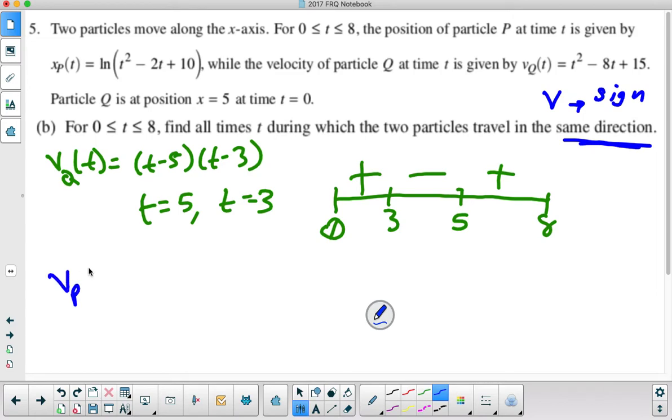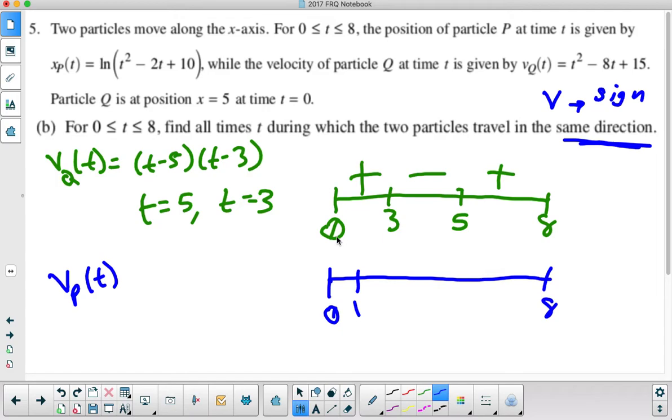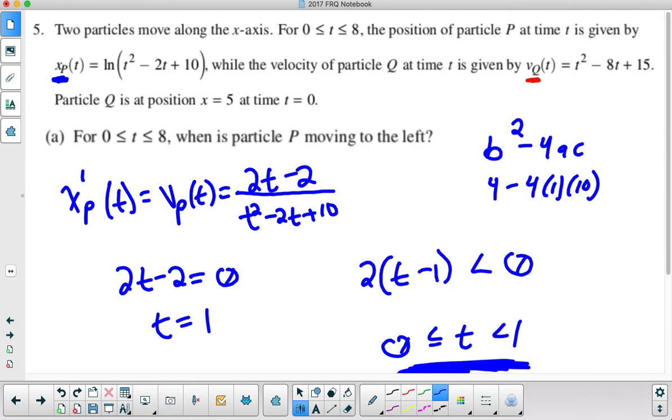And then again, like I said in the last one, for the particle P I'll do it in blue. So we've got 0, and then we only have one thing that we looked at there, that was the number 1, and then 8. So we know that from 0 to 1 was negative, right? We come back here. Everything from 0 to 1 was negative. That was less than 0.